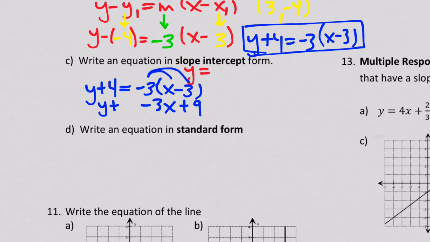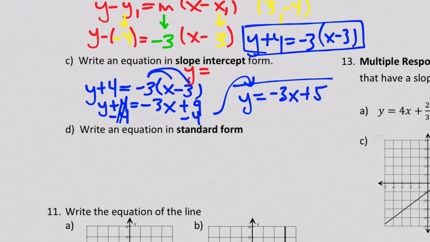Y plus 4 equals. My last bit now is to take this plus 4 and move it to the right. So the opposite of plus 4 will be minus 4. And I'll put it to both sides, so this cancels. And my result is going to be, I'll put it over here, y equals negative 3x. And then what I got to do here is combine these two together, so 9 minus 4 will give me my 5 plus 5. This is slope-intercept form.